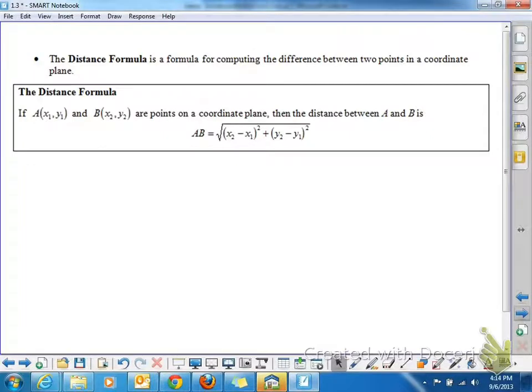You may remember the distance formula from last year in algebra. In a coordinate plane, we can find the distance between 2 points, or the length of that segment, by using the distance formula. Remember that the distance between 2 points is the square root of the second x minus the first x squared plus the second y minus the first y squared.